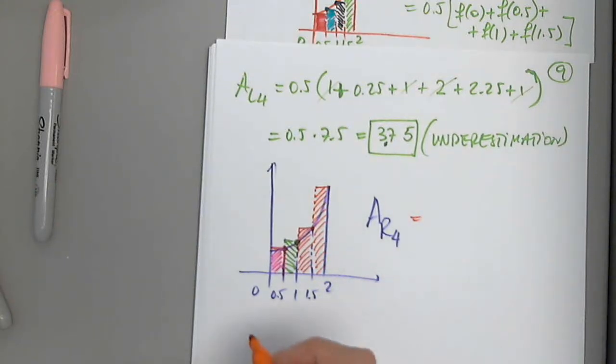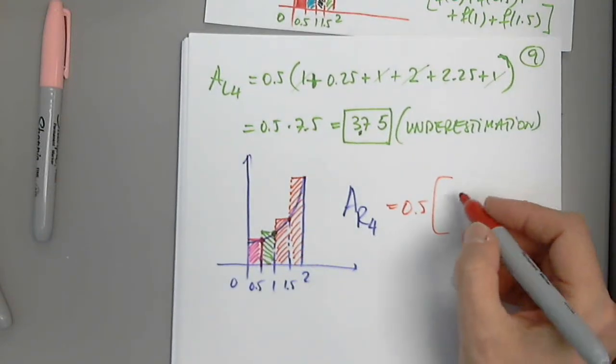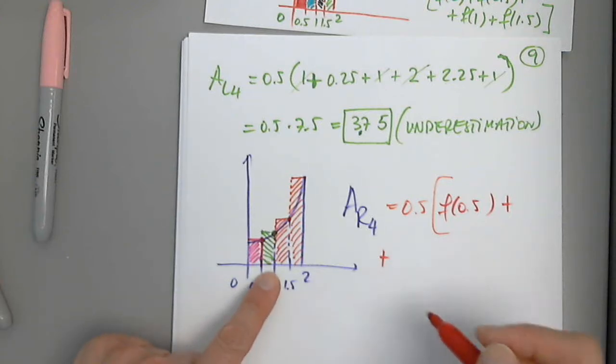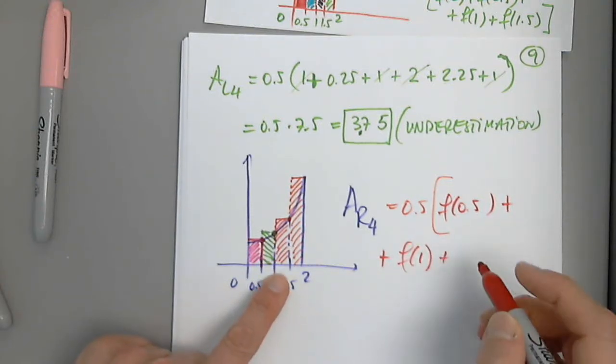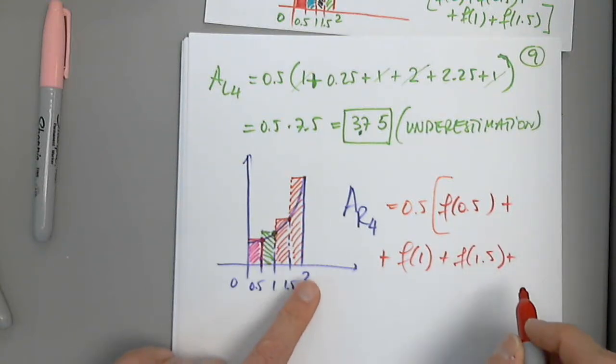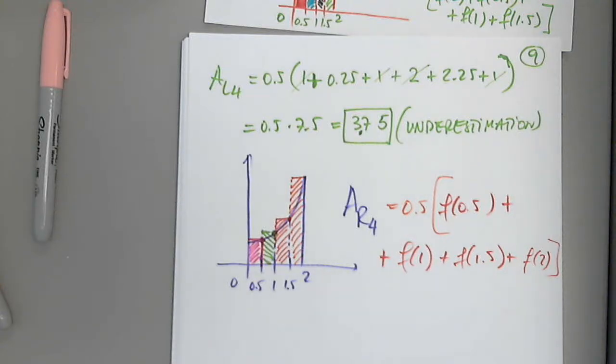Can anyone dictate? Of course, it's still 0.5. But can anyone dictate now the area of the first? 0.5 times what? Very good. Plus. Very good. Plus. Very good. Plus. Excellent. Remember, still 4 subintervals. You only can have 4 heights.